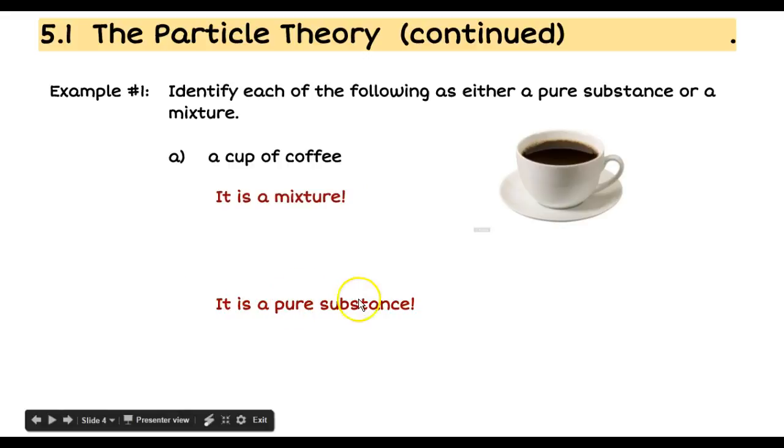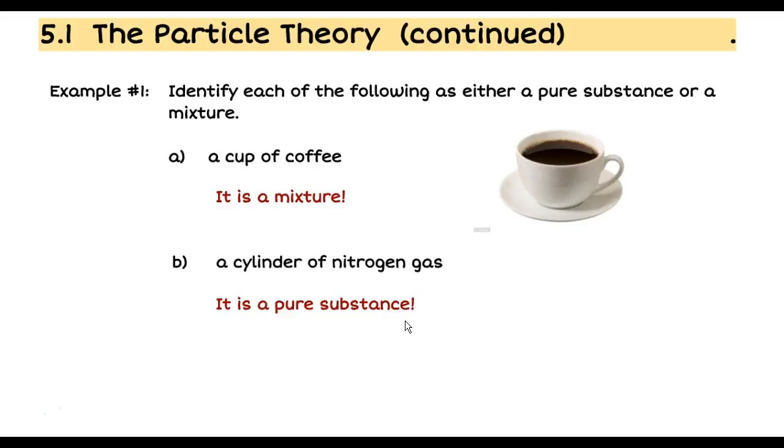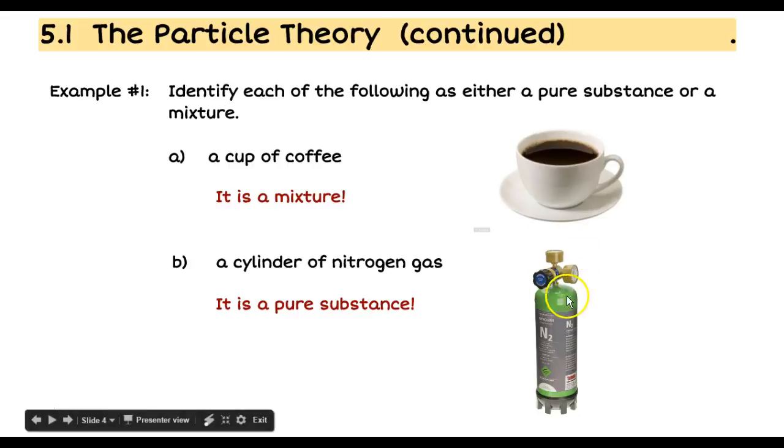Now, we already know that my next example is going to be a pure substance. Even though you know it's a pure substance, I want you to figure out why a cylinder of nitrogen gas has to be a pure substance. In making my decision, I would be considering what the contents of this cylinder would be. If it's got a label on it that says N2, that tells me this cylinder must contain only particles of nitrogen and nothing else. So I know definitely that it's a pure substance.